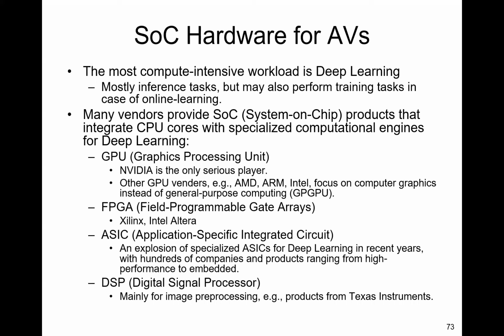elements for deep learning. The most common is GPU. Nvidia is the only serious player in GPU for deep learning. So other GPU vendors such as AMD, ARM, Intel, they focus more on computer graphics instead of general purpose computing, called GPGPU. So you all know the Nvidia GPUs for training deep learning models, but they also provide products for embedded systems such as cars.